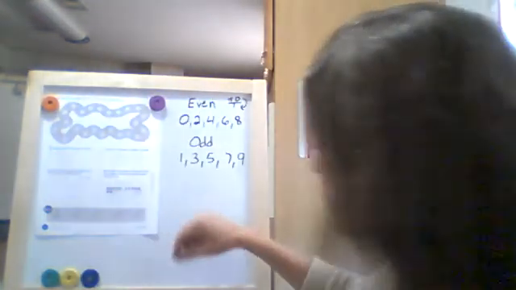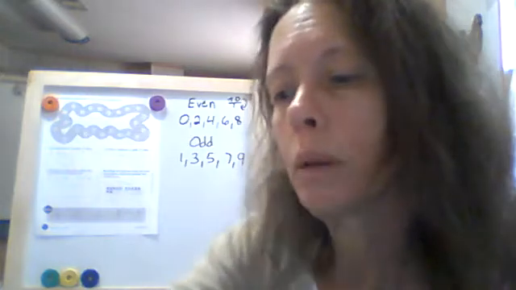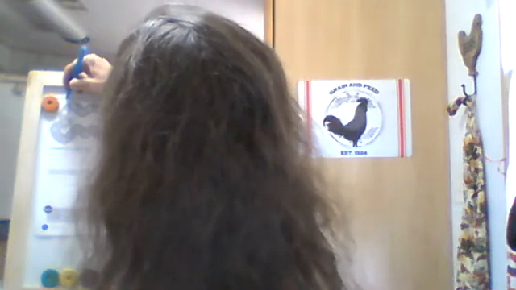So let's look at our first number. It says color the even numbers blue and the odd numbers red. So I'm going to use blue and pink. So color the even numbers blue and the odd numbers pink instead of red today. Okay?